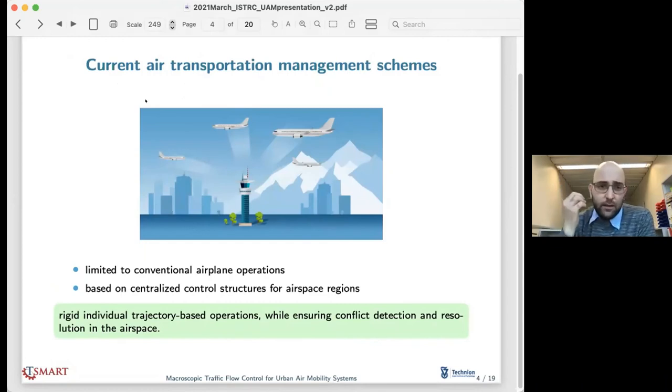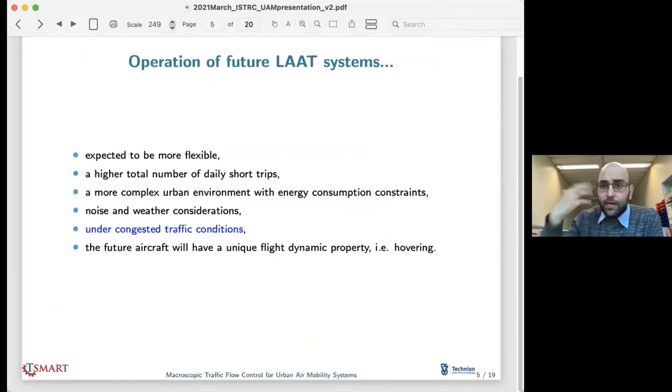Just to emphasize, the current air transportation management scheme is different from the scheme that should be developed for urban air mobility. The current schemes are limited to conventional operation, and are based on a centralized control structure, which implies rigid individual trajectory-based operations in order to ensure conflict detection and resolution in the airspace. The operation of future LAT systems is expected to be more flexible, with a higher total number of daily short trips, a more complex urban environment with energy consumption constraints, noise and weather considerations, and congested traffic conditions when you have some space limitation for traveling.